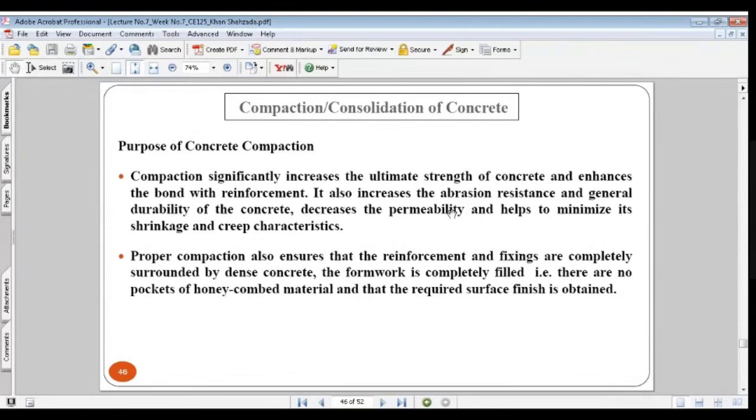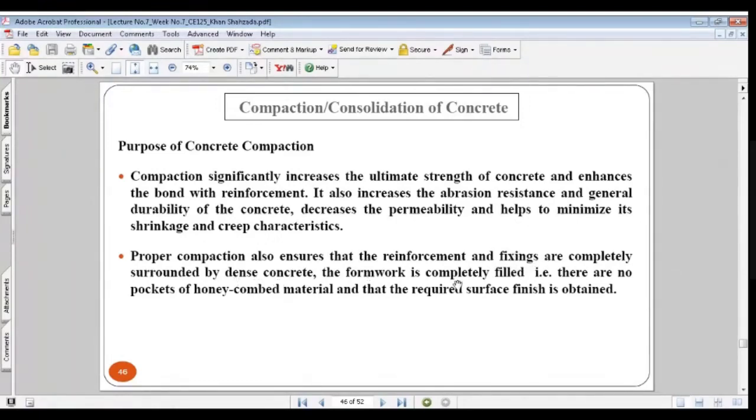It decreases the permeability, which means the impermeability of the concrete has been increased if you have compacted the concrete, and it helps to minimize its shrinkage and creep characteristics. As I told you in the previous lecture, how we can control the shrinkage and creep. So if you compact the concrete properly, you can mitigate the shrinkage and creep of the concrete. Proper compaction also ensures that the reinforcement and fixings are completely surrounded by dense concrete. As I told you, the steel bars and fixings, the electricity pipes and other embedded items are completely surrounded by the dense concrete.